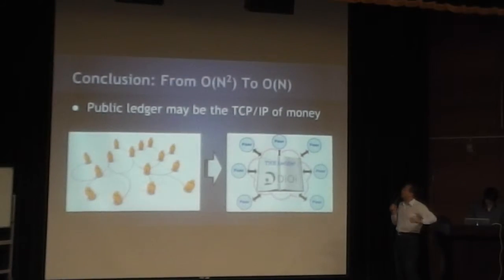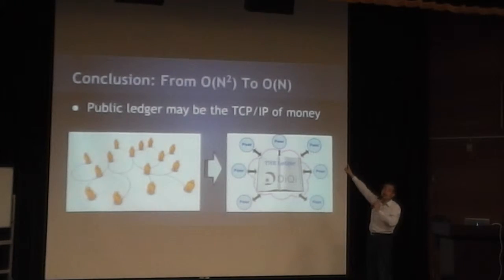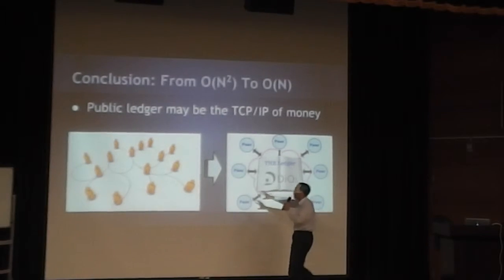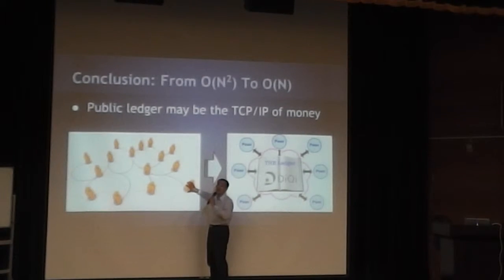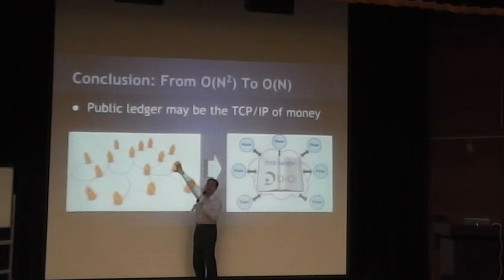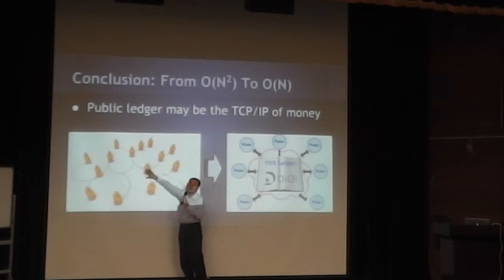So in conclusion, the way I look at this, first, with public ledger technology, we are cutting down the complexity from order n squared to order n. Say this can be the Easy Card, or in Chinese, 悠游卡, or it can be the Octopus card in Hong Kong, 八达通. So you can have many different systems.